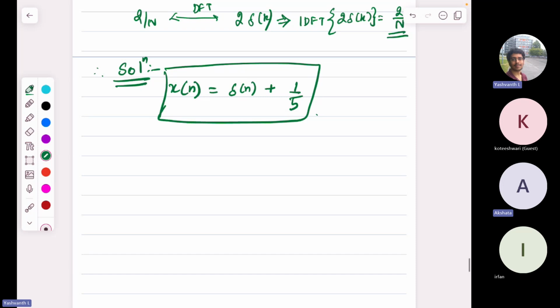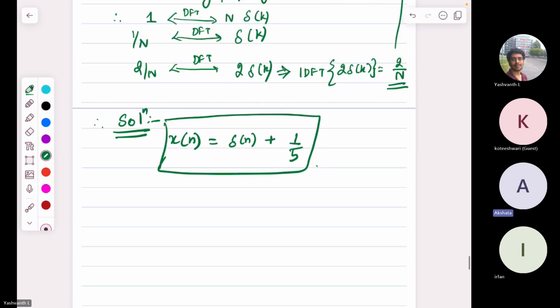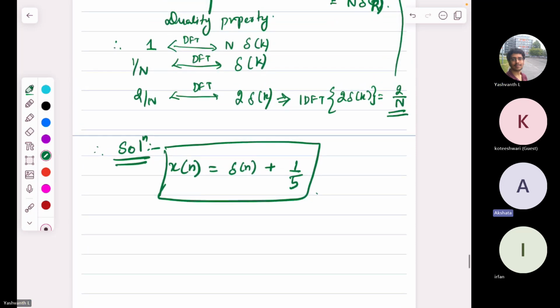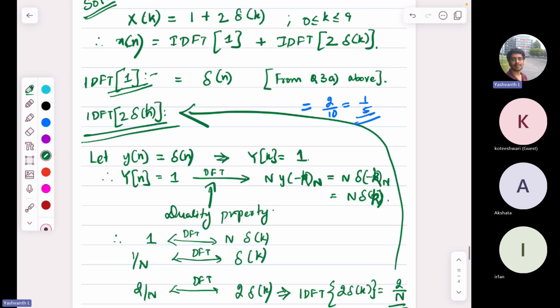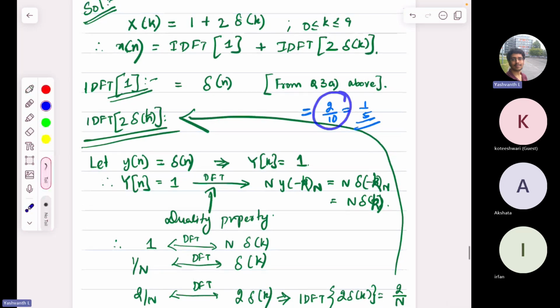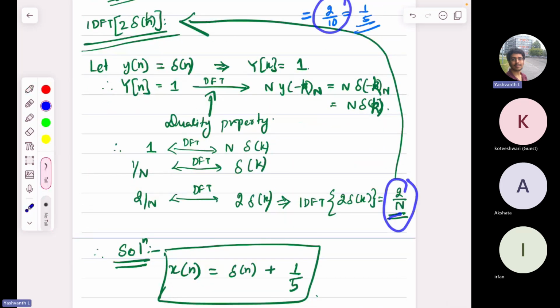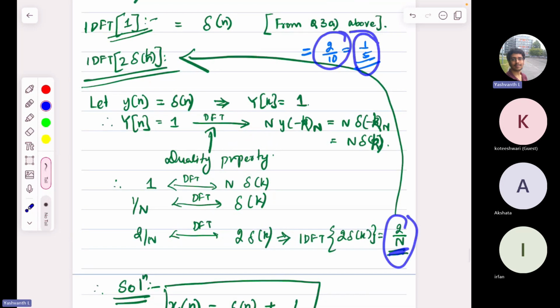Now we'll do one more question. Sir, how did we get 1 by 5? So here you see 2 by 10. Now we saw that it's 2 by N, right? For this question, N is equal to 10. So 2 by 10 is 1 by 5. Oh, okay, okay, sir. Yes.